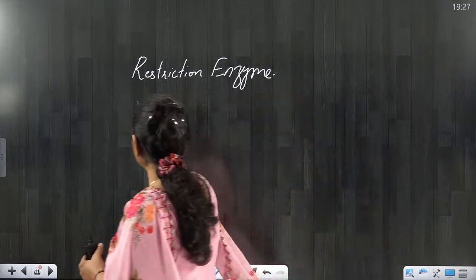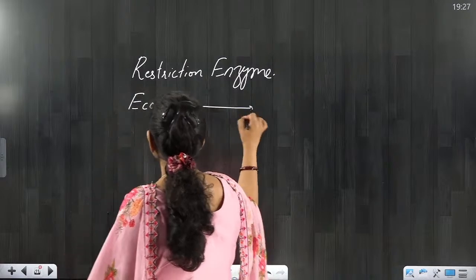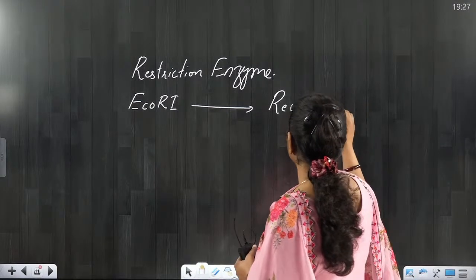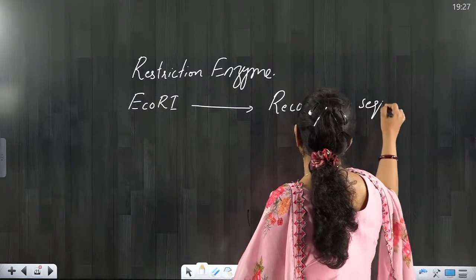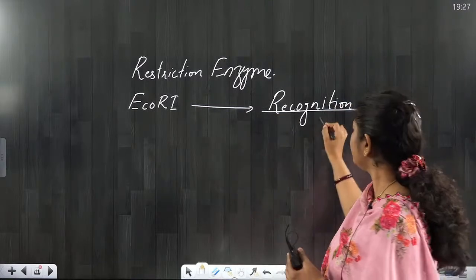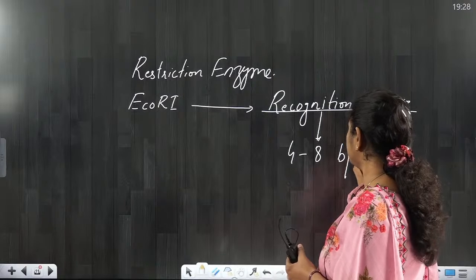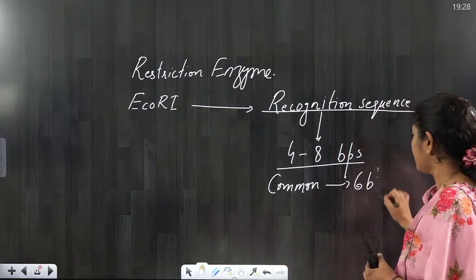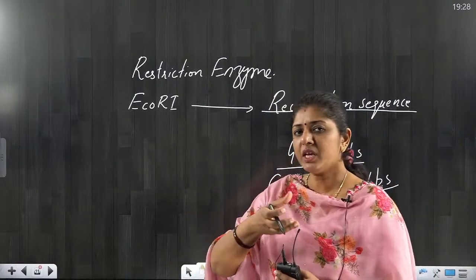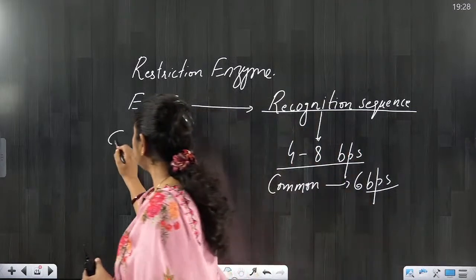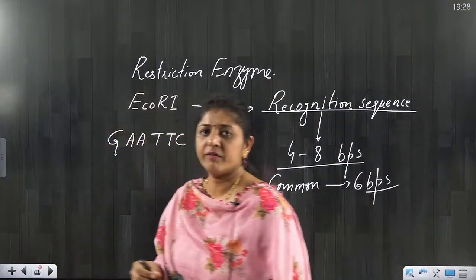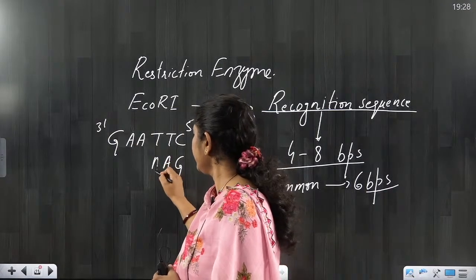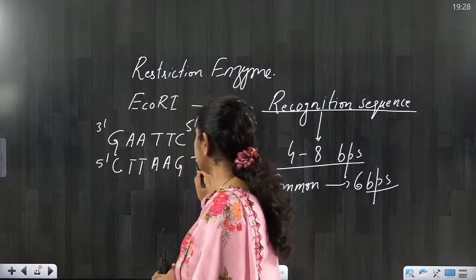For example, if I am taking EcoR1, it is cutting at which specific part? That you call a recognition sequence, right? And that recognition sequence is usually made up of 4 to 8 base pairs. And out of 4 to 8 base pairs, common is what? 6 base pairs. And EcoR1, which is an enzyme, will be cutting at which recognition site? GAATTC. Where this sequence comes, taking 5 prime to 3 prime, opposite to that is what? GAA TTC. This is like this.